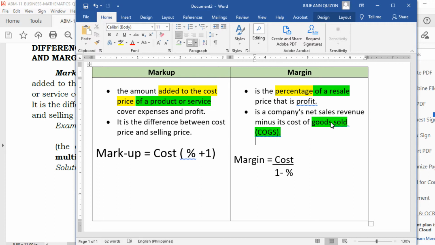So, ang formula mo ng margin ay margin is equals to cost all over 1 minus the percentage. So, yun po yun. Ang markup po ay cost, the amount itself. Sa margin naman is the percentage of our sale price, that is profit. So, yun po yung pagkakaiba ng markup at margin.